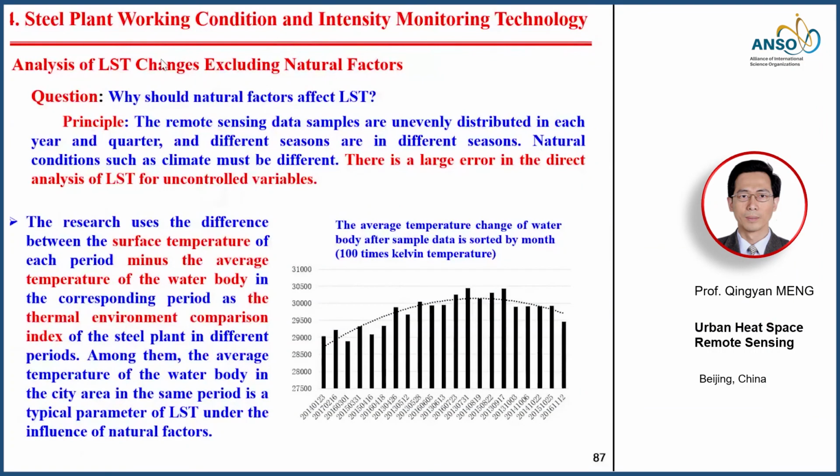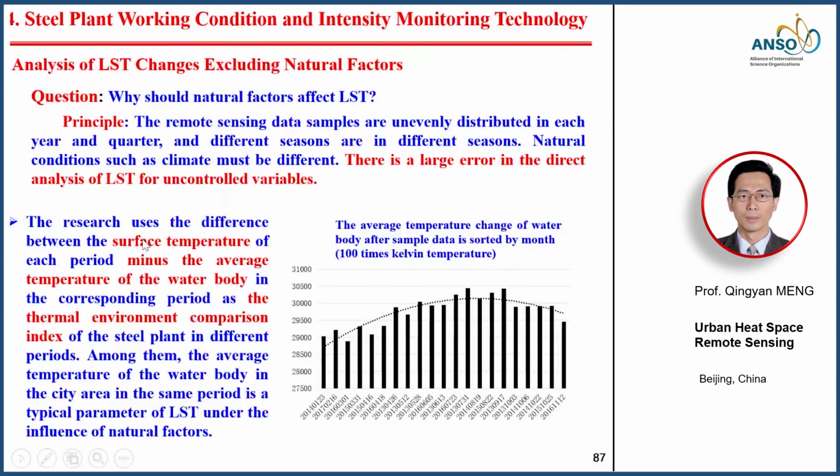I have to exclude the natural factors. For example, the remote sensing data samples are unevenly distributed in each year and quarter, and different seasons have different natural conditions, such as the climate, which must be different. So there is a large error in the direct analysis of the land surface temperature for uncontrolled variables.